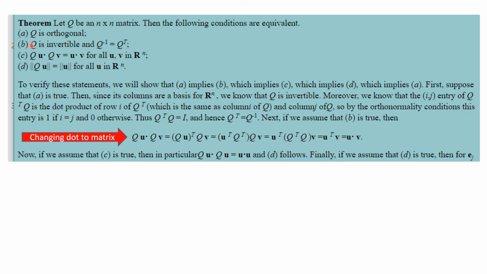Okay, so we've proven that if something is invertible, that is Q inverse is Q transpose, then this is true. And D, the thing that we were really trying to prove, comes very quickly, because if we know that this statement is true, I can just pick V to be U. So I get QU dotted with QU is U dot U. And so this follows.